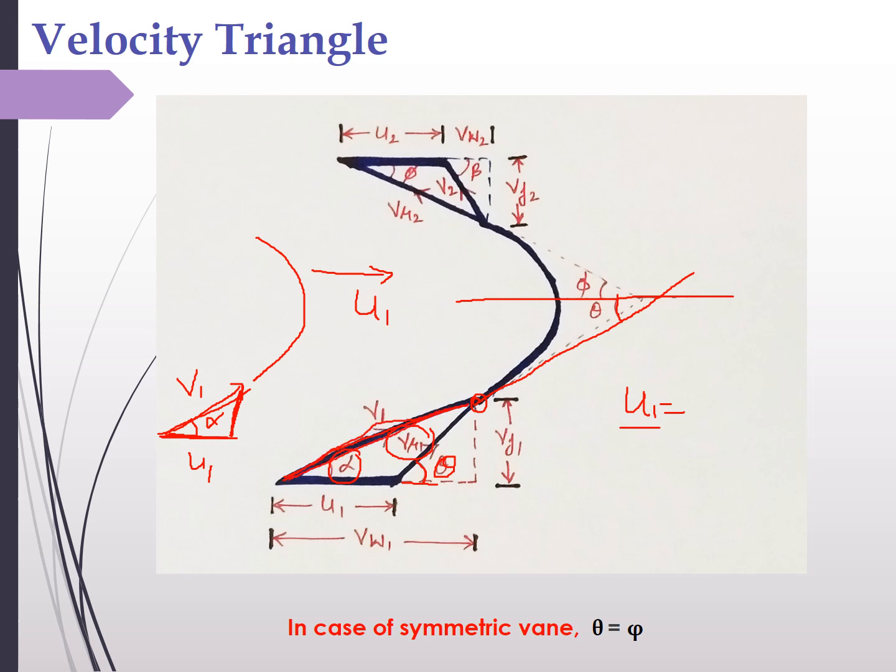The component which is parallel to the rotation of the wheel in the u direction will be called as Vw1. The component which is perpendicular to the direction of the motion is called as Vf1, or the flow velocity component. Subscript 1 means it is at the inlet. So this is the case of an inlet velocity triangle.